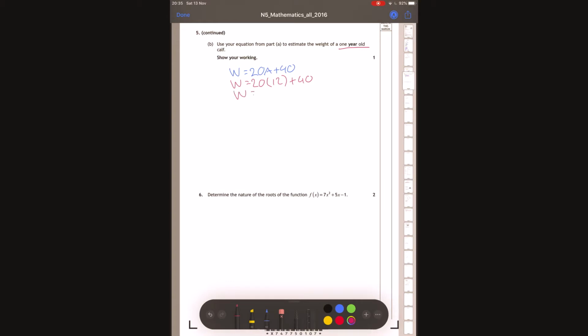W is equal to, well, 20 times 12 is 240, plus 40, and then W equals 280. So we would estimate weight is equal to 280 kilograms. That's your answer. So give yourself a tick and be careful of that 1 year, the year to months thing.